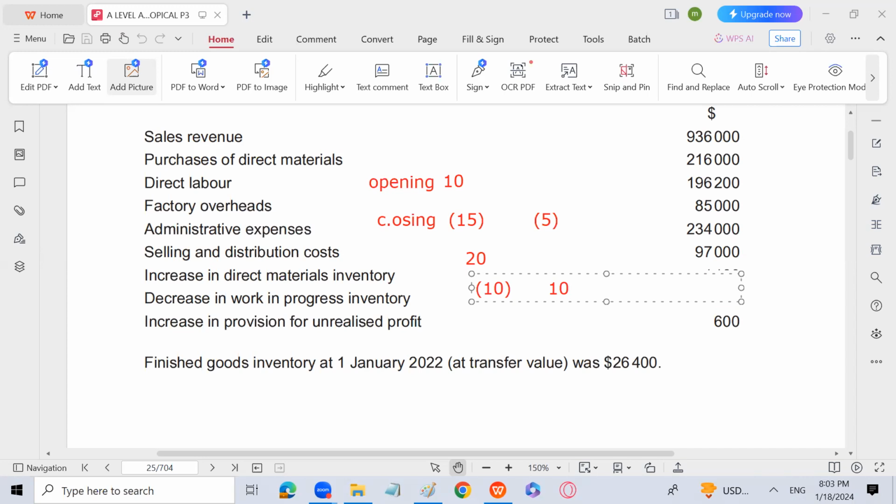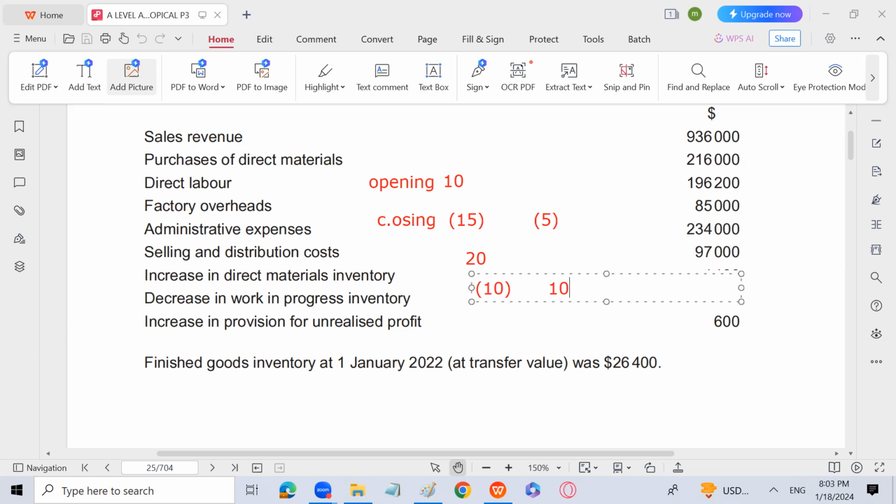So it means that it is not necessary that opening and closing inventories are given separately. It is possible that they will just give you the increase in the direct material inventory, which is the difference of the opening and closing inventory and will be subtracted from cost of production, or the decrease in the work in progress inventory, which is the difference between opening and closing work in progress.